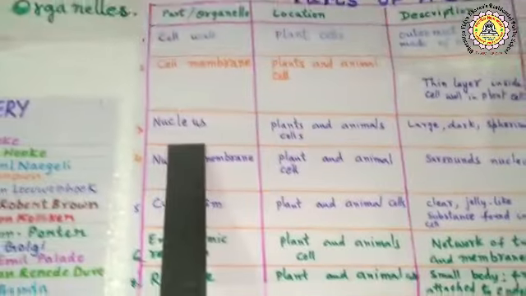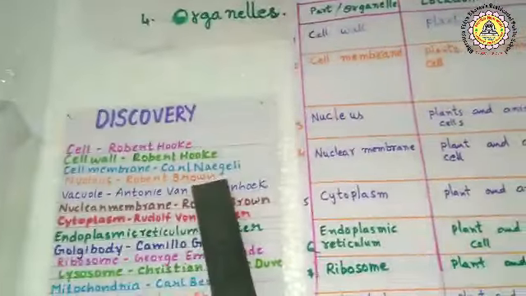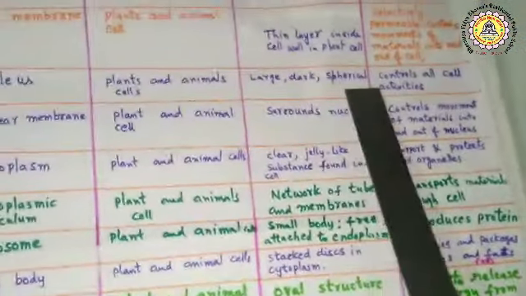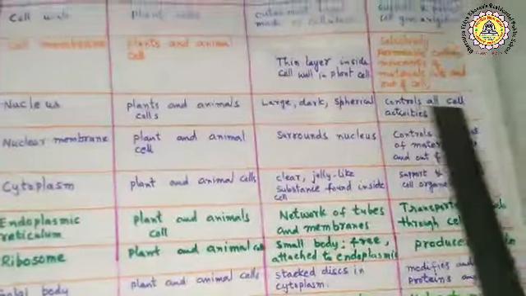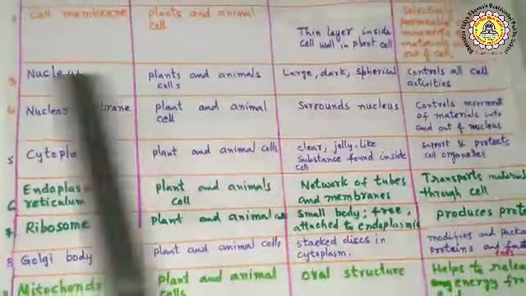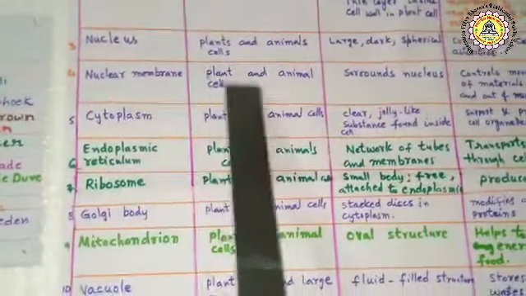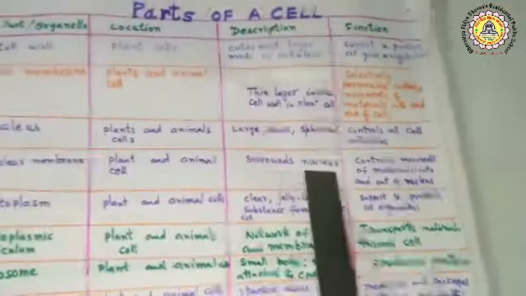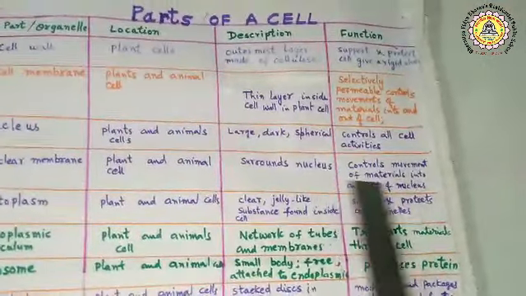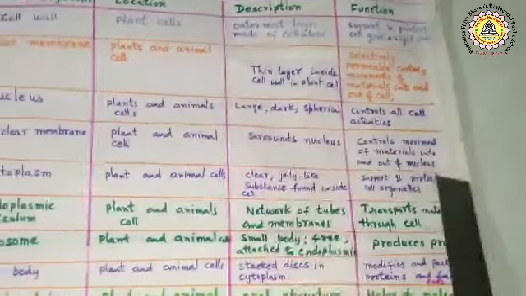Next one, nucleus. Nucleus was discovered by Robert Brown in 1831. It is found in both plant and animal cells. It is large, dark, and spherical in shape. It controls all cell activities. Hence, the nucleus is known as the control center of the cell or brain of the cell. Next, nuclear membrane. It is found in both plant and animal cells. The nuclear membrane surrounds the nucleus. It controls the movement of materials into and out of the nucleus.